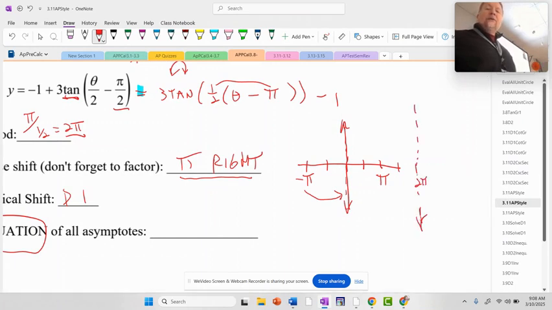And then really what you have, and that's why this phase shift was nice, it actually works well with the period. Phase shifts that don't are terrible, and it's really hard for the students.